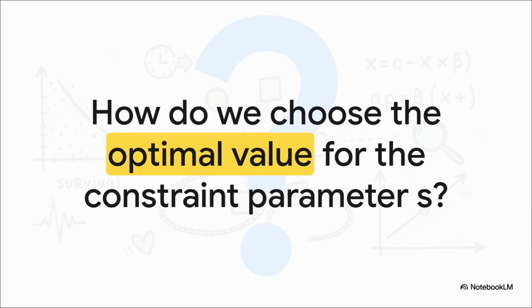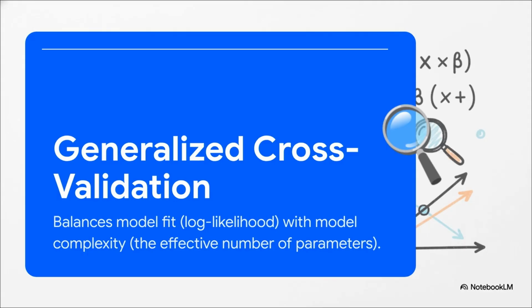But if you make it too big, you're not really simplifying the model at all. So you need a way to find that Goldilocks value, not too big, not too small. And the paper proposes this really neat data-driven method to do it called generalized cross-validation, or GCV for short. Now, you don't need to compute this by hand, but the idea behind it is key.